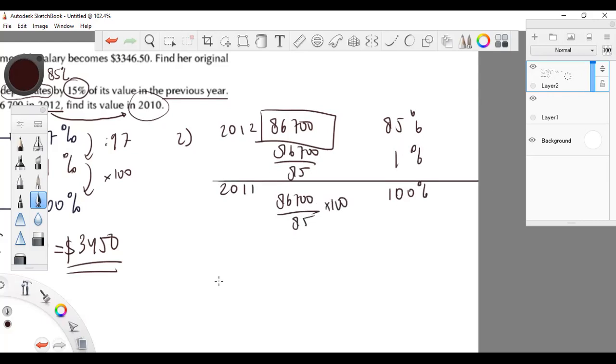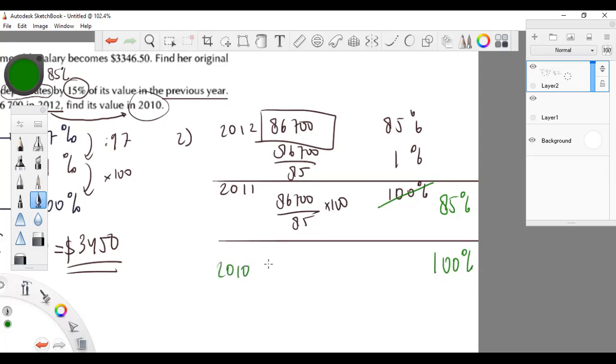And how about 2012 and 2010? So this will be crossed out. Why? Because we have the new rules. This is not 100% anymore. This is 85% relative to the previous year. So this is 2010. So 86,700 over 85 times 100, times again by 85 over 100, over 100 over 85.